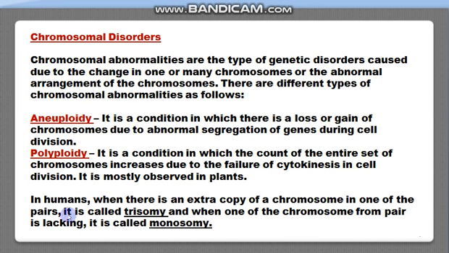And when one of the chromosomes from a pair is missing or lacking, this is known as monosomy. Mono means one, tri means three. So these are the two types of conditions in chromosomal disorders, and we will study examples of chromosomal disorders one by one.